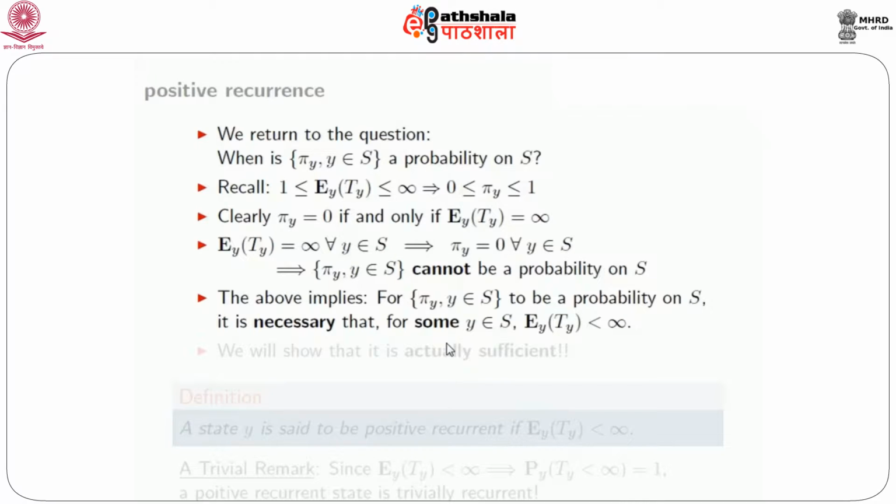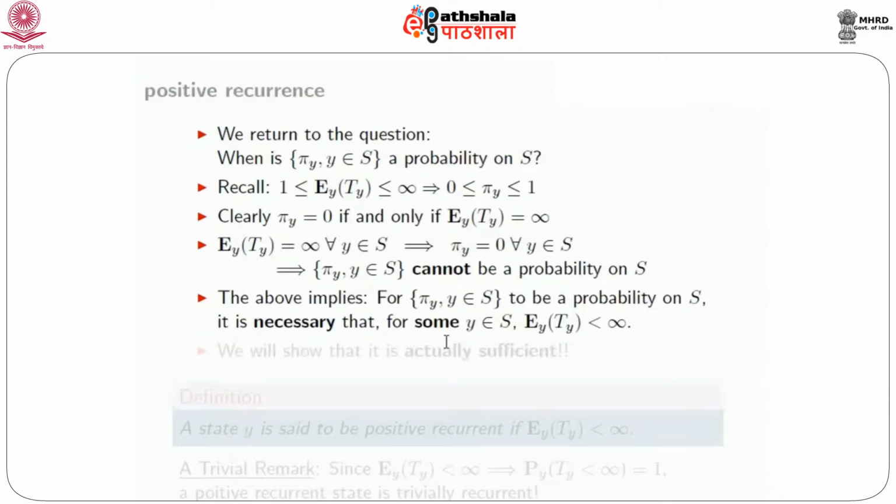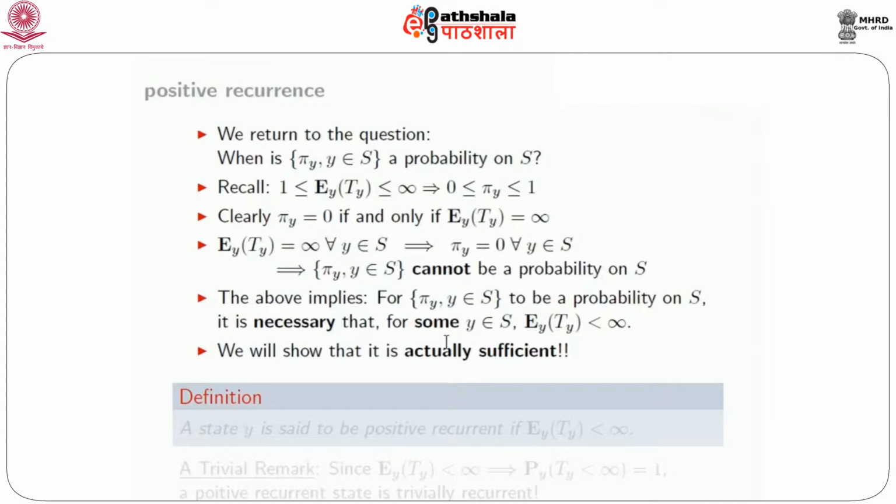So one thing is immediate: for the pi y in S to be a probability on S, you must have at least one y in S for which this expectation Ey Ty is finite. What we'll show is that this is actually sufficient. That is, if there is even one y in S for which Ey Ty is finite, which will force pi y to be positive, then we'll show that the numbers pi y do give a probability.